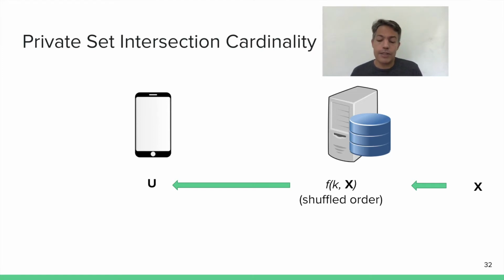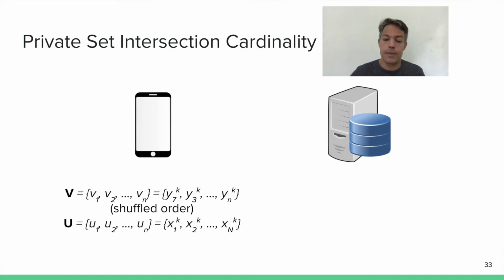The server does the same transform with K on its set X and sends that over to the client as well. Now the client has two sets. It has V, which is Y transformed by K for each item, and U, which is X transformed by K.